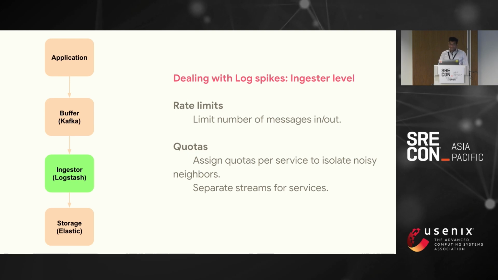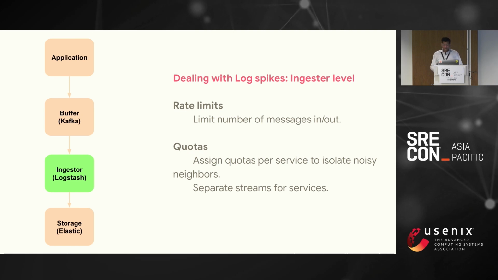So, coming back, there are other things you could do to deal with log spikes at the ingester level. For example, you can limit the number of messages going in or out of the system. You can set limits on Logstash that limit how many messages you're consuming and how many messages you're writing. This will stabilize the ingester pipeline quite a bit. Then you can set quotas per service. For example, you can say this service gets X amount of resources, and this other service gets Y amount of resources. This helps you deal with noisy neighbors and prevents one application from hogging all the storage resources.